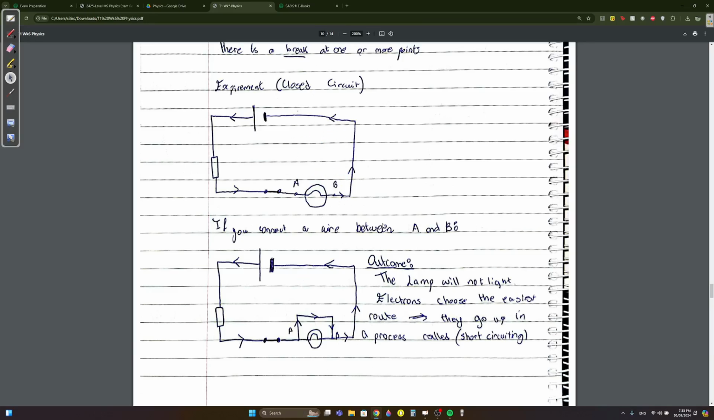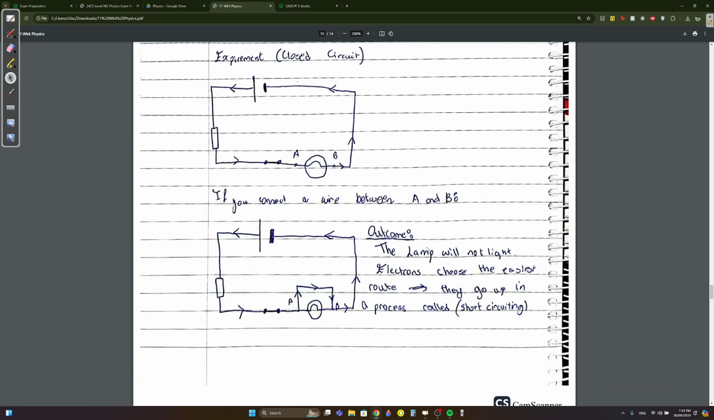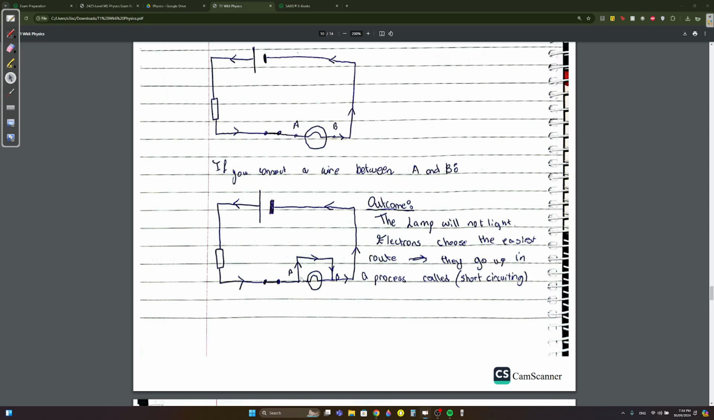What they're saying is if you connect a wire between A and B here, the lamp will not light. Electrons will always choose the easiest path. They go up in a process called short circuiting. But Walid, how is this the easier path? Isn't it longer to go like this? No, I don't mean the distance. I mean if it goes here, it's gonna have to start supplying energy to this lamp. And electrons, they don't like that. They're like, oh, there's an easier way for me to go without supplying energy. I'll do that. So that's why they go up here. They go like this. This is called short circuiting.